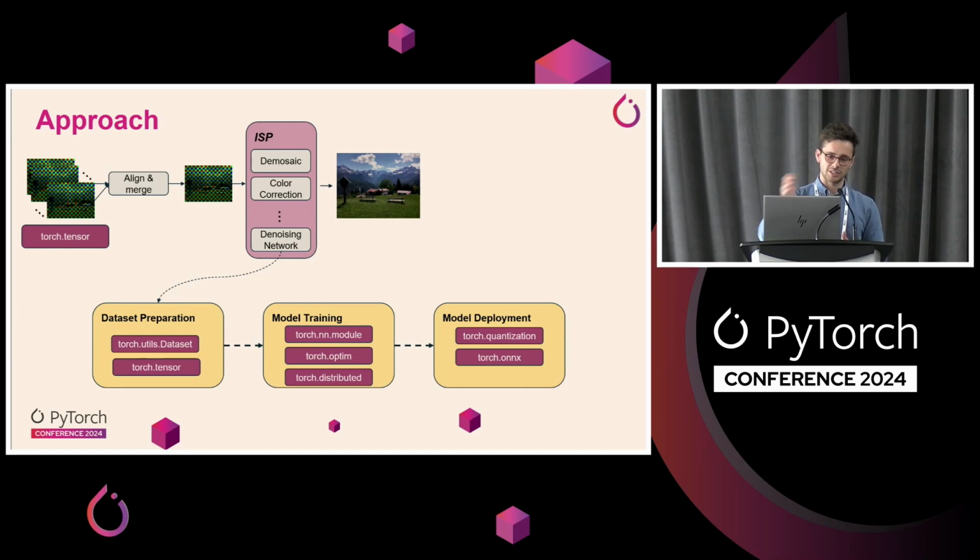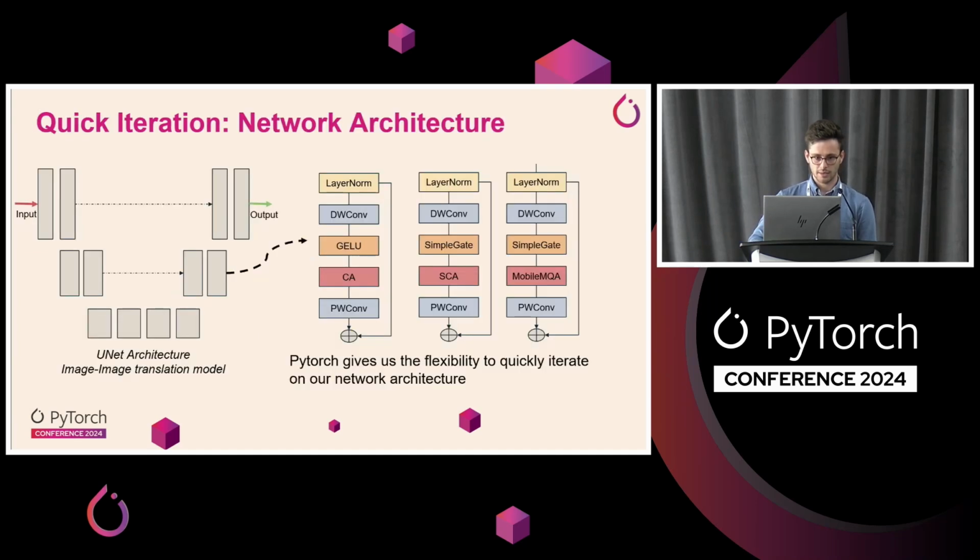All the way from the dataset preparation, where we're using torch.utils dataset, torch.tensor, to model training, with nn.Module, optim, and of course torch.distributed, which allows us to train our models on a lot of different GPUs and iterate very fast. And then all the way to model deployment, of course, quantizing the model and then converting that over to ONNX. As I was saying, it allows us this very, very quick iteration.